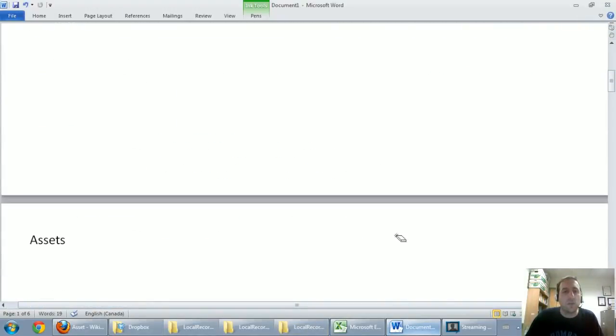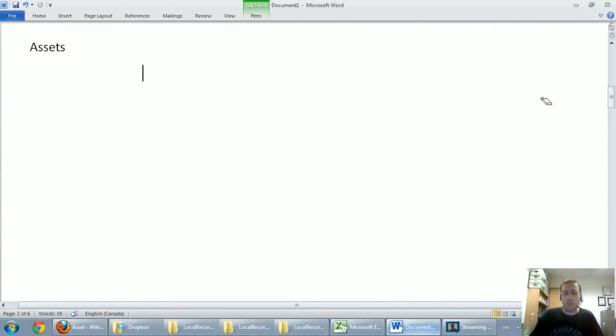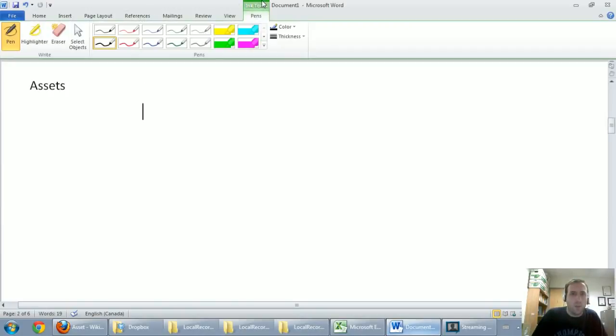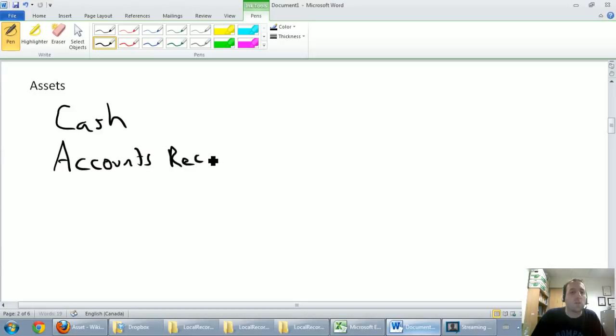I'm going to list a few examples of an asset here on this page. The most common and probably the most important example of an asset is cash. And the reason I say it's the most important is when a company runs out of cash, they're dead meat. Another common type of asset you're going to see is accounts receivable, and the shorthand for that is AR.